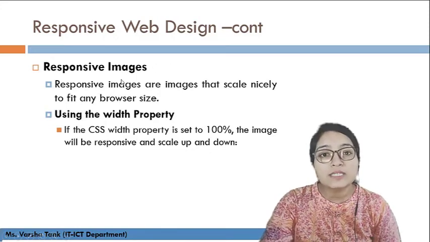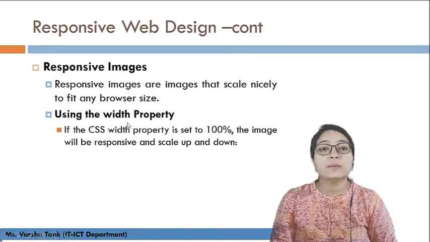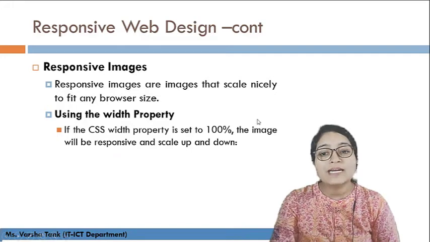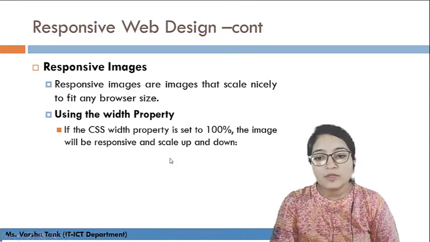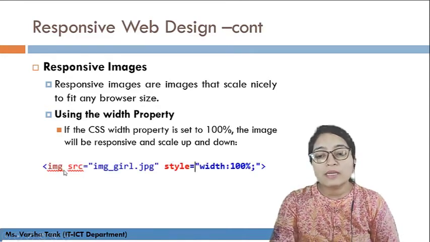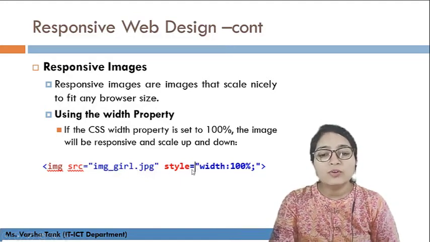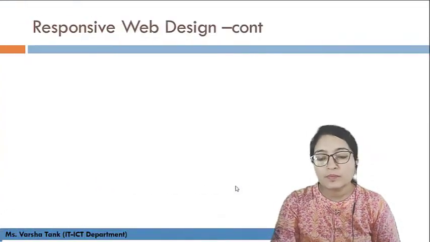Then the next one is responsive images. Responsive images are images that scale nicely to fit any browser size. That means you can set a responsive image using the width property at 100%. So you have to set the width as 100% to define the responsive image. Here you can see how to define an image: src is equal to image. Suppose I have defined this image girl.jpg, or you can define any name. And here you have to define style equal to width 100%. So it will become a responsive image.